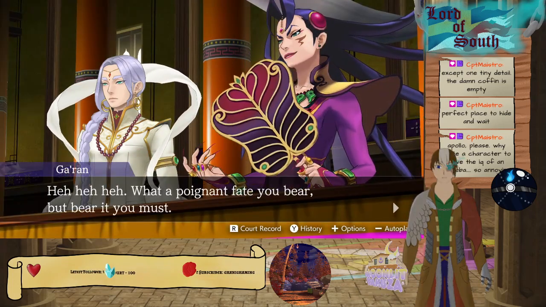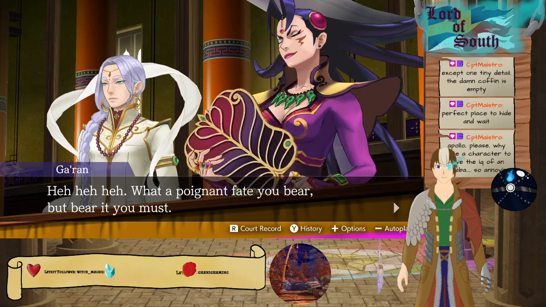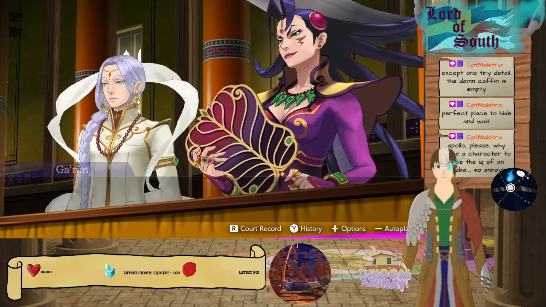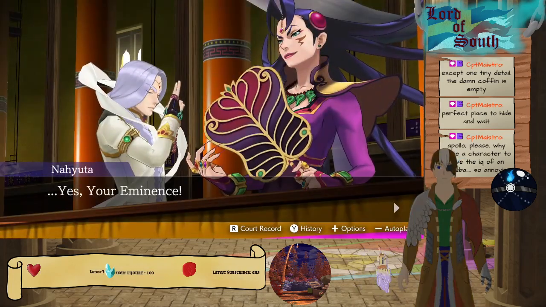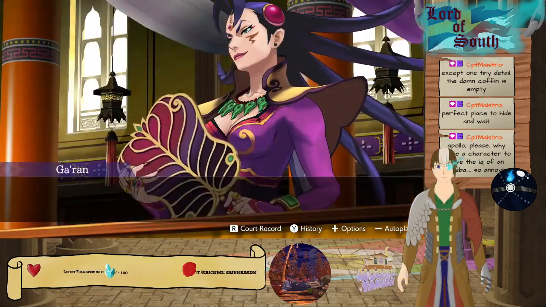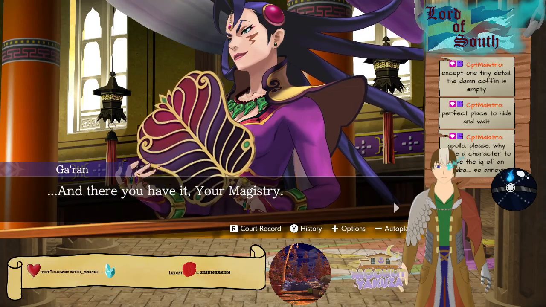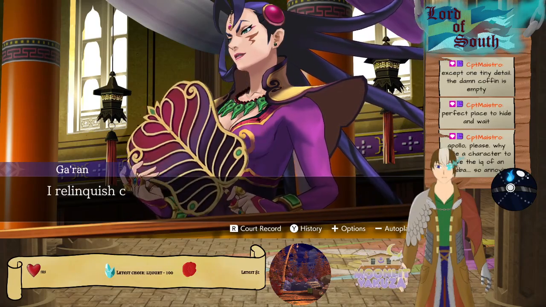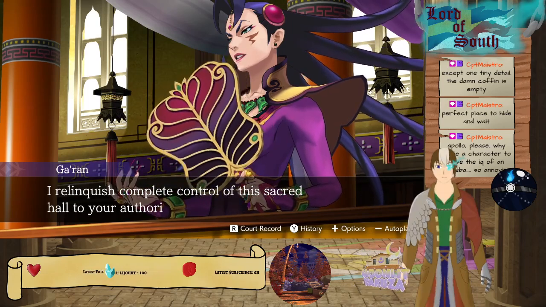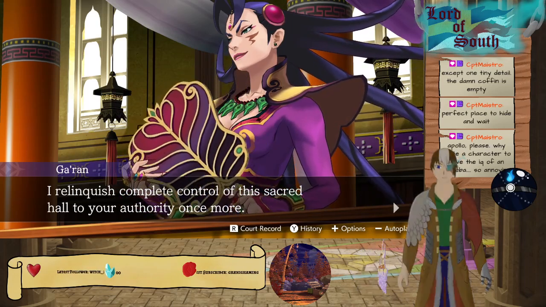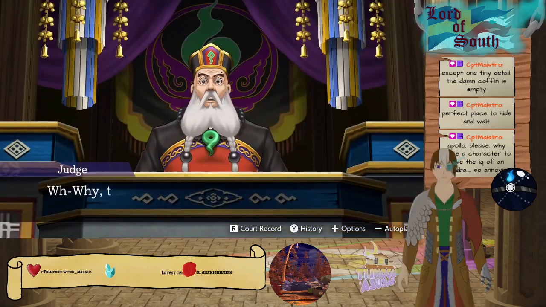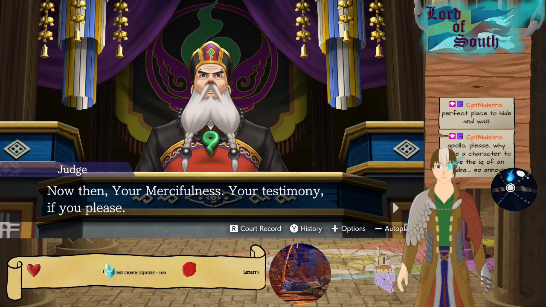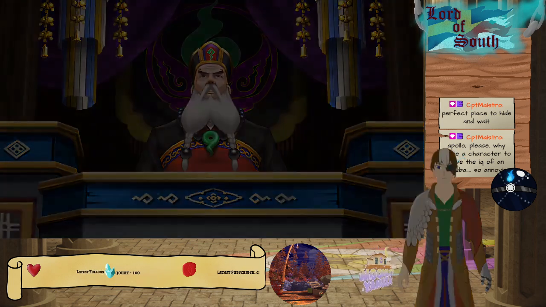What a poignant fate you bear. But bear it you must. Are you ready? Yes, Your Eminence. And there you have it, Your Majesty. I shall watch the rest of the proceedings from the sidelines. I relinquish completely control of this sacred hall to your authority once more. Why, thank you, Your Eminence. That was about time. And now then, Your Mercifulness, your testimony, if you please.